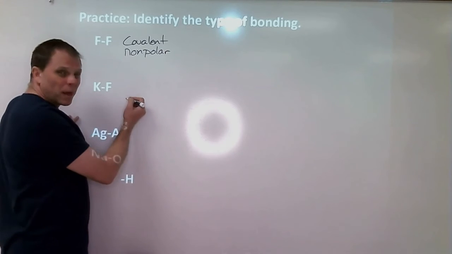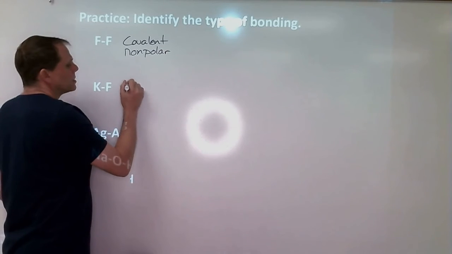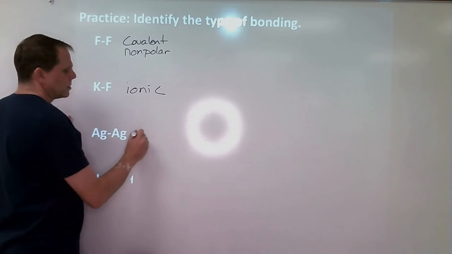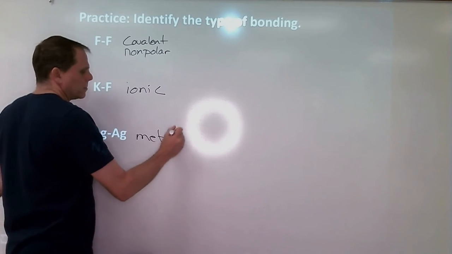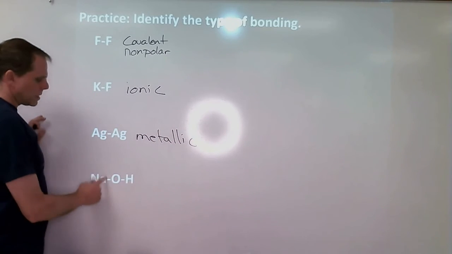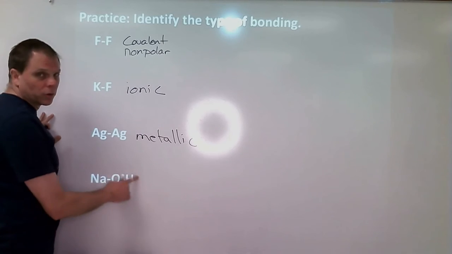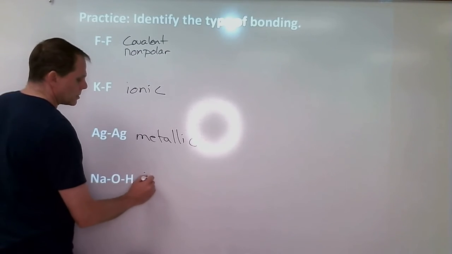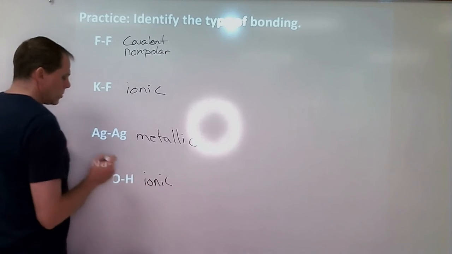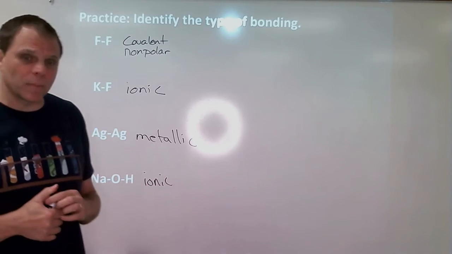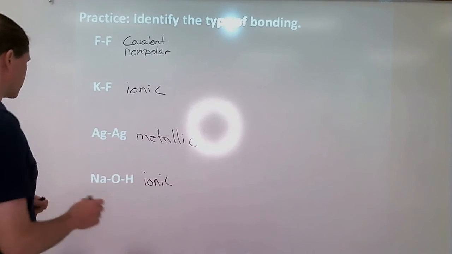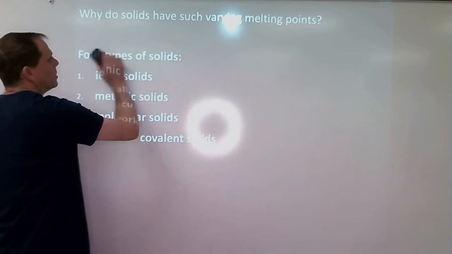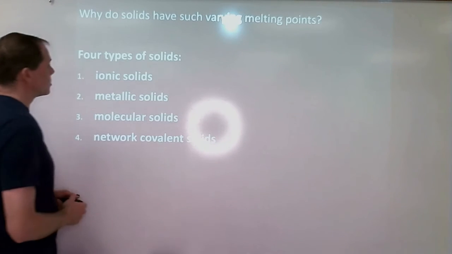Potassium and fluorine, this is a metal with a nonmetal. And so this is ionic. This is two metals, so this is metallic. And this is a metal with a nonmetal group. Okay, and nonmetal groups work the same as nonmetals. And so this is also ionic. So those are the types of bonding that are present in those particular elements. Did you get them right? I hope so. If not, maybe go back and watch some of that lecture again.